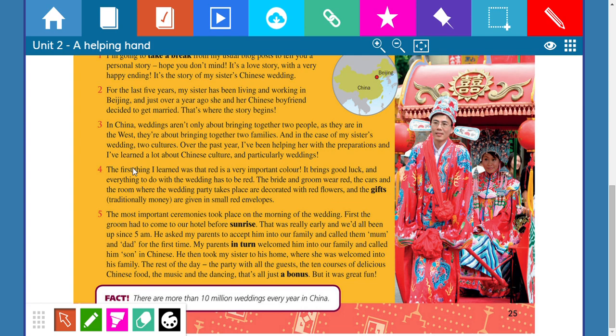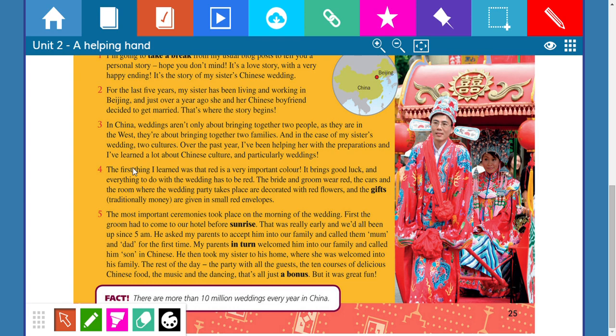First, the groom had to come to our hotel before sunrise. That was really early, and we'd all been up since 5 a.m. He asked my parents to accept him into our family and called them Mum and Dad for the first time. My parents in turn welcomed him into our family and called him Son in Chinese.